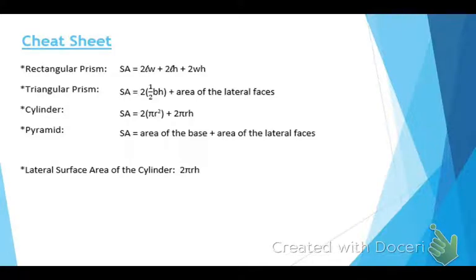And then also, if you remember, we've talked about before lateral surface area. This is not the entire surface area of the object, it's just the sides of it. So there's a different formula for that for the cylinder. But on your actual quiz and your test next week, you will be able to use this cheat sheet.